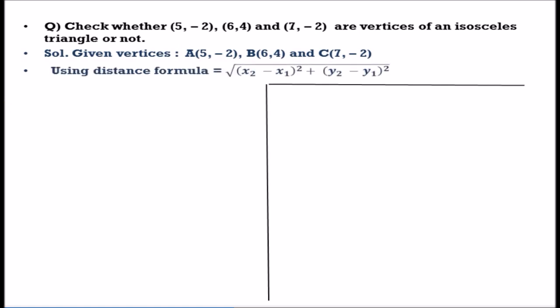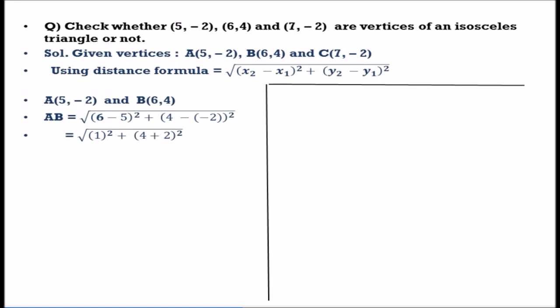So first, let's calculate the distance between A and B. B is the second point. So coordinate of B will subtract coordinate of A under square root whole square. So AB will be equal to 6 minus 5 whole square plus 4 minus, since 2 also has minus, minus 2 whole square. So we'll get 6 minus 5 as 1 square, 4 minus minus plus 2, 6 whole square. So 1 1s are 1, 6 6s are 36. So we have got AB equal to root 37 units.